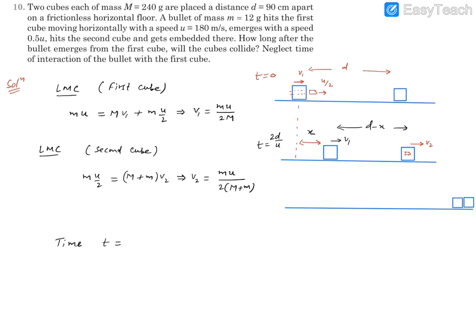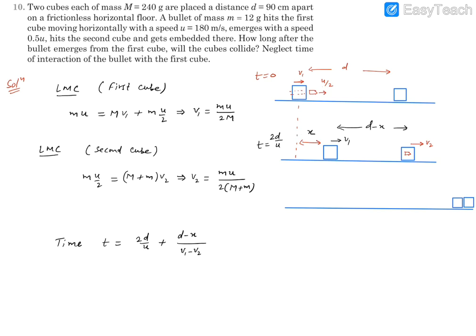So the time that we are looking for, t, is going to be equal to this time 2d by u. This is the time which it took for the bullet to reach from one block to another, plus the time that will be covering this leftover distance, that is (d minus x) divided by (v1 minus v2). Now we need to find this x.